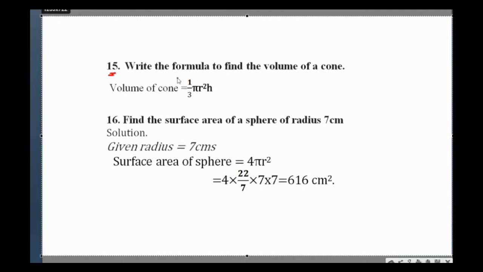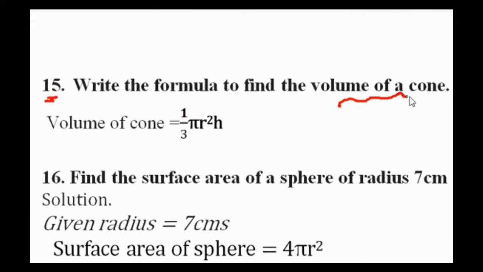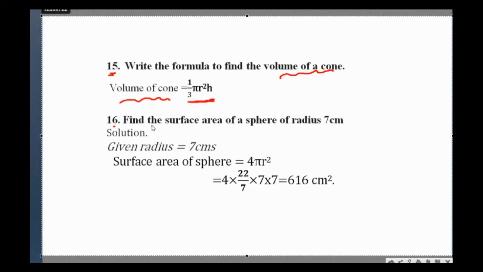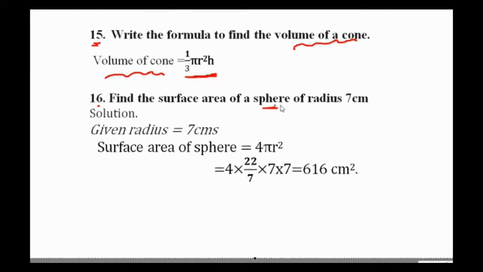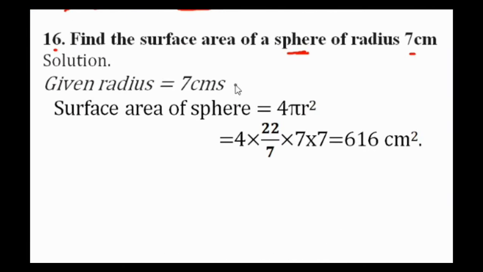We'll see the 15th question. Write the formula to find the volume of a cone. So the volume of a cone formula is 1 by 3 pi r square h. 16th question. Find the surface area of a sphere of radius 7 centimeters. So the given radius is 7 centimeters of a sphere and we have to find the surface area. The surface area of a sphere formula is 4 pi r square.